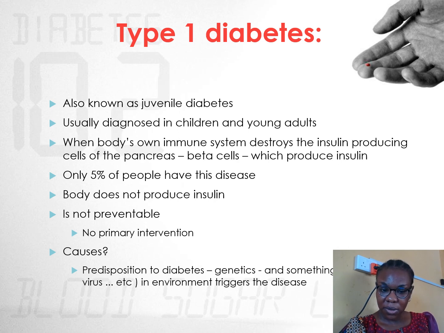So what are the causes? Predisposition to diabetes is genetics, and sometimes some viruses have been alluded to be a cause for this type 1 diabetes mellitus because they would alter the inflammatory reaction, they will alter the immune system. The immune system in confusion will then target the beta cells and destroy them.